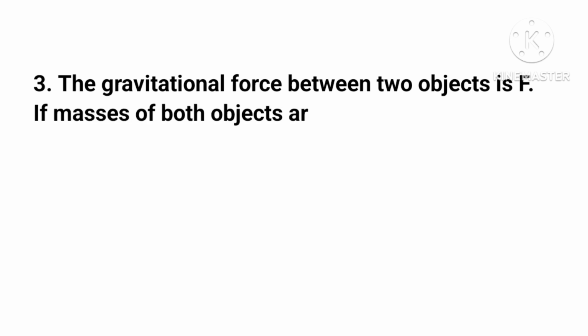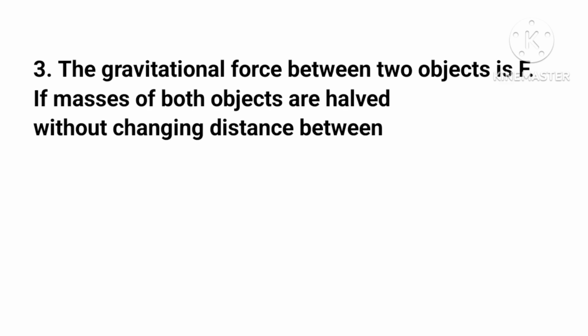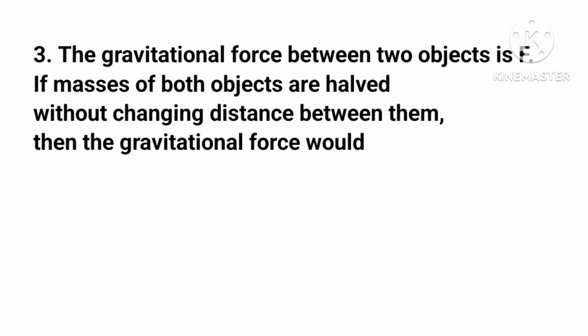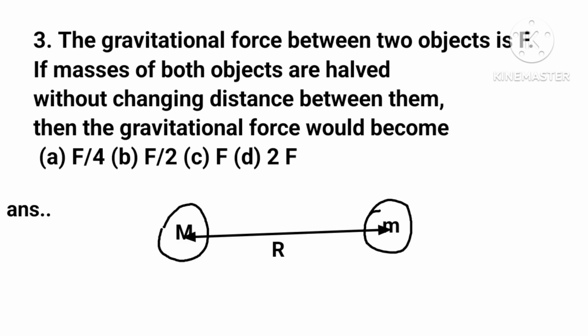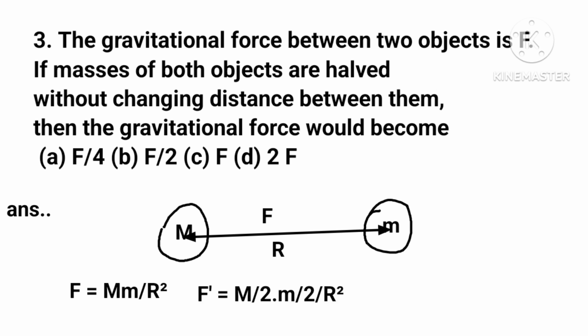3. The gravitational force between two objects is F. If masses of both objects are halved without changing distance between them, then the gravitational force would become: a. F/4, b. F/2, c. F, d. 2F. Let m1 and m2 be the mass of two objects, r distance apart from each other. Let F be the force between them. Then F equals G m1 m2 upon r square. (1) Now if both masses are halved as m1 upon 2 and m2 upon 2, r remains unchanged. New force F equals G times m1 upon 2 times m2 upon 2 upon r square, equals 1 upon 4 G m1 m2 upon r square, equals 1 upon 4 F, from (1). Hence new gravitational force is 1 upon 4 of F.